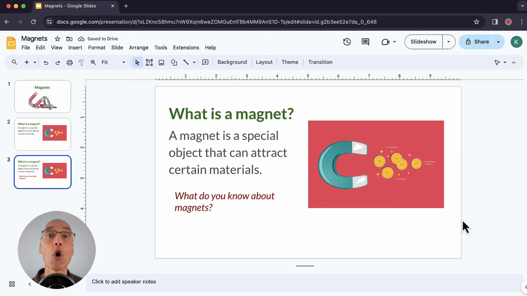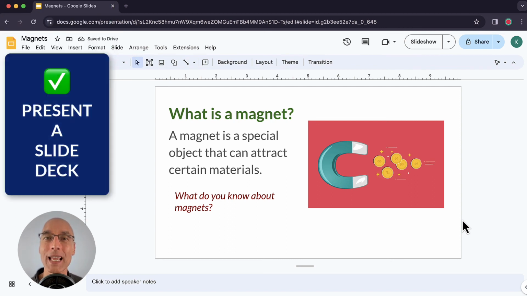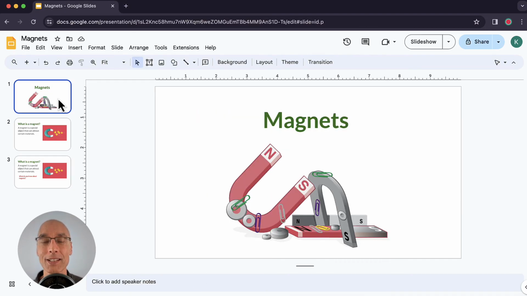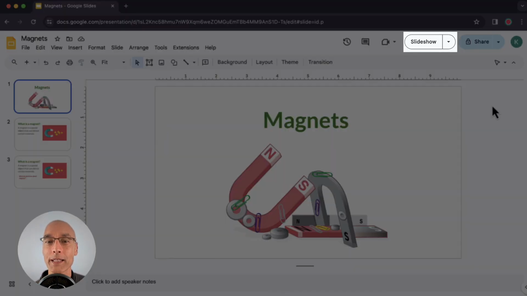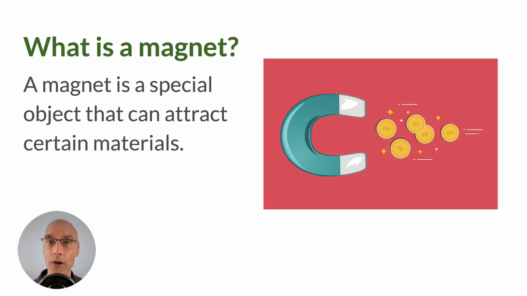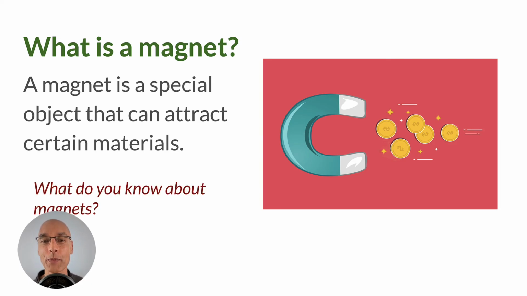All right, let's see how all of this is going to look when we present the slide deck. First of all, let's navigate to the first slide by clicking on the thumbnail for slide one. And then let's present the slide deck. To do that, we click on the slideshow button at the top. And that brings us to a full screen with the first slide. Then to advance to the next slide, we can click or press the space bar on our keyboard. And there's that question appearing.